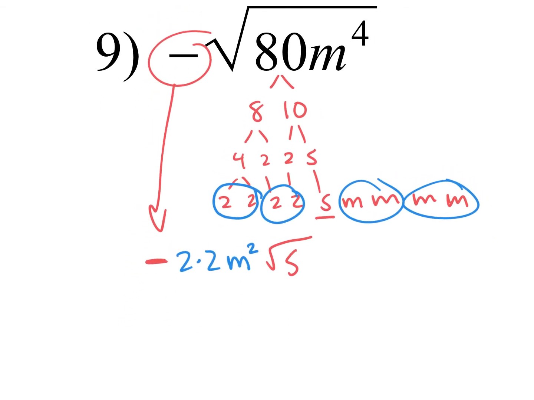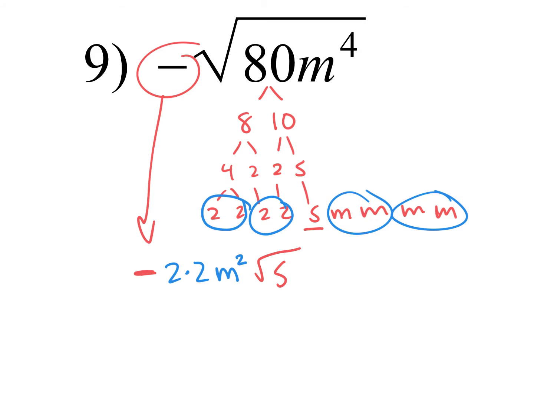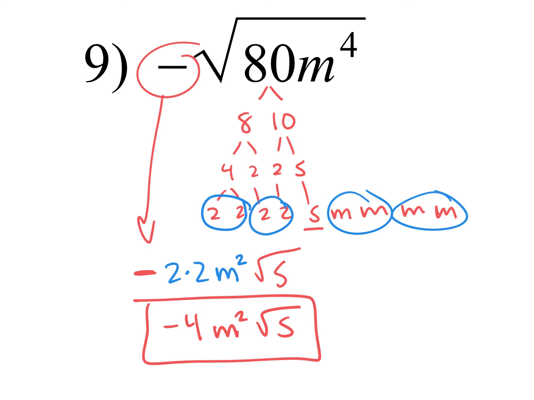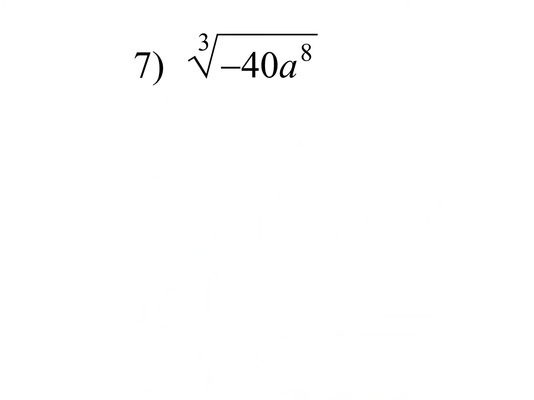So if you had a number out front to start, or a negative out front like you do here, just put it out front and multiply it together with whatever else you take out. So it's negative times 2 times 2. Negative 4 m squared square root 5. So that's our final answer. So let's also look at number 7.